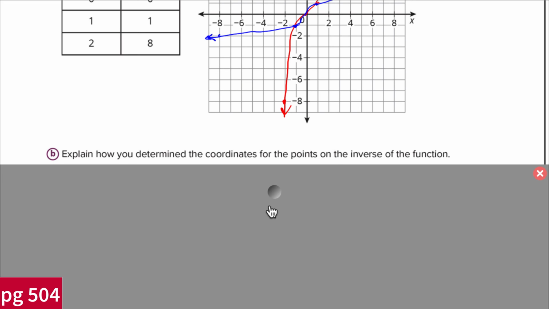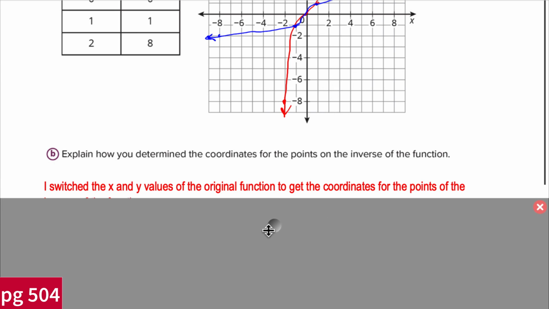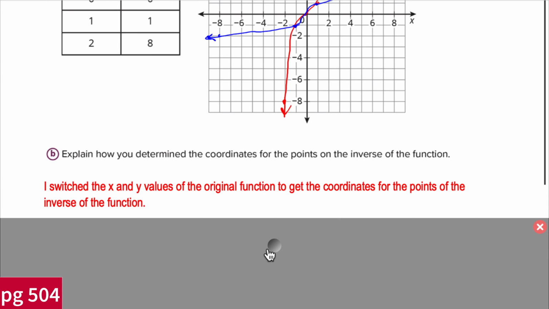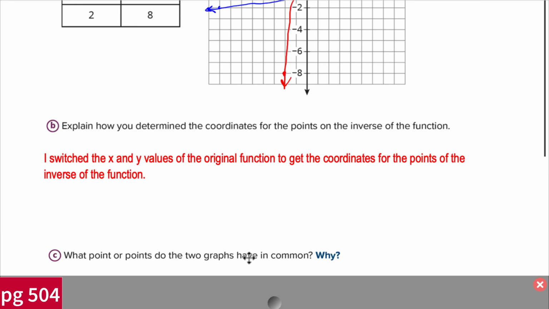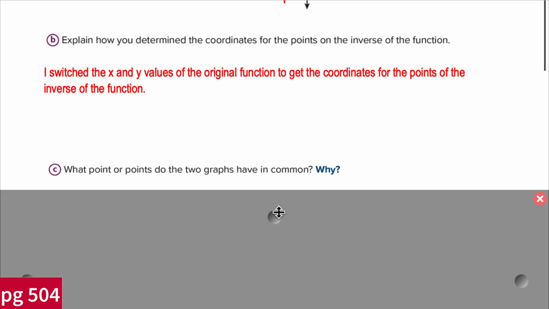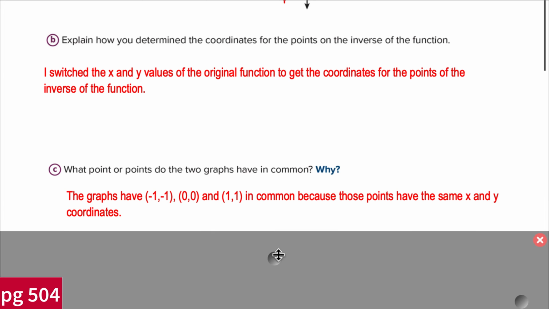Well, let's explain. Again, you can pause the video if you need more time, but I basically switched the x and y values to get the coordinates for the points of the inverse function. And then the next question, part C, says, what points do they have in common? It's the same as the x squared, right? They have, except this has a (-1, -1), and we have a (0, 0) and a (1, 1) in common, because those points have the same x and y coordinates. So when you switch them, guess what? You get the same point.